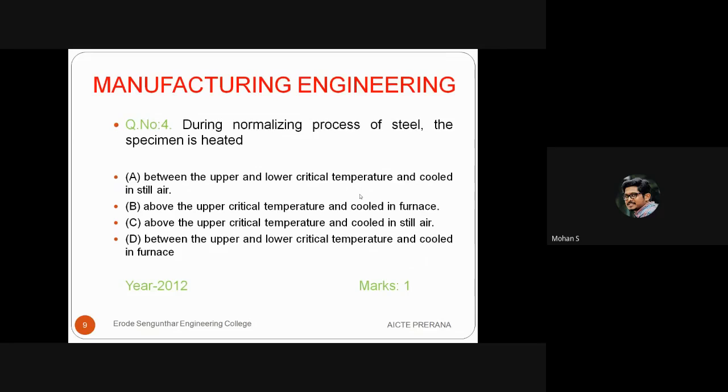So first we have to know what the normalizing process is. Normalizing involves heating of material to an elevated temperature. An elevated temperature is nothing but the upper critical temperature. Right. So it is the maximum point before the metal would convert into liquid. Okay. So up to that level, the material is heated and then allowed to cool down in room temperature. That is what normalizing is all about. Okay. So what will be the answer now? The answer will be option C.